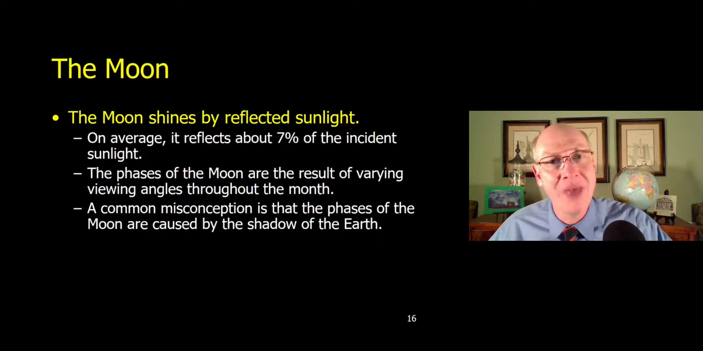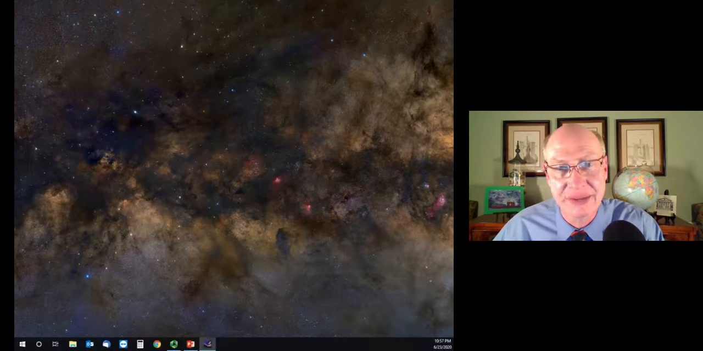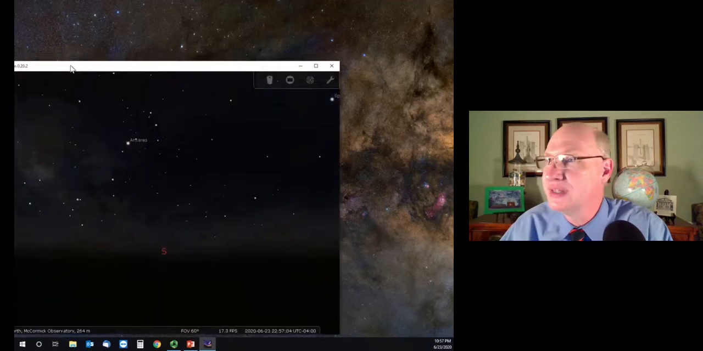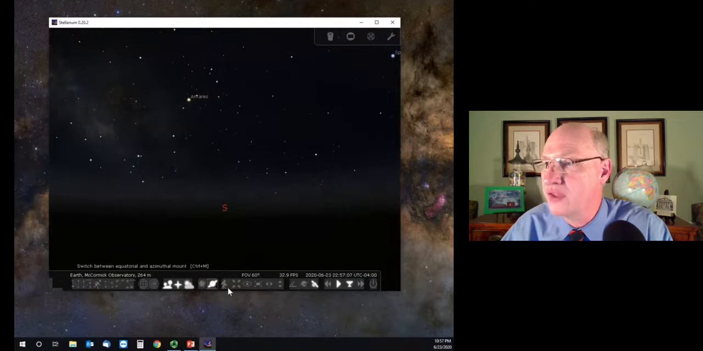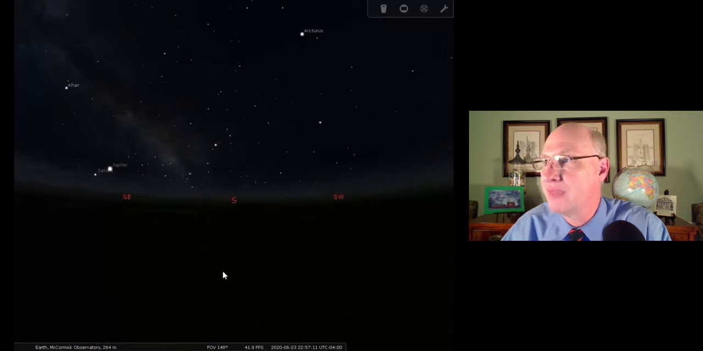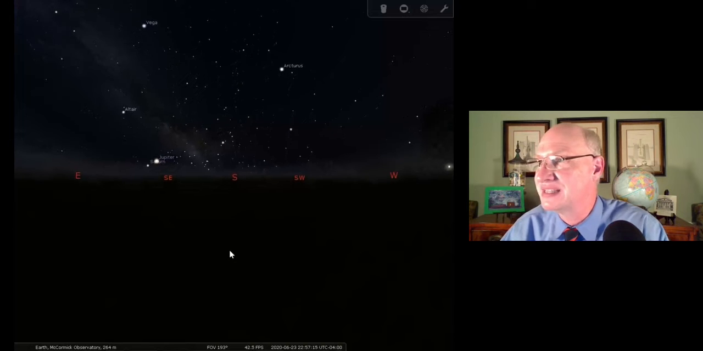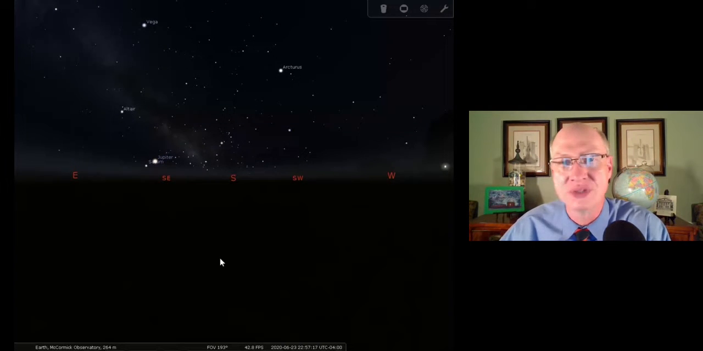So let's go ahead and break away from the lecture slides for a minute and let's look at Stellarium. Because what I think we're going to do in Stellarium here is walk the moon through its phases for a whole month. All right. So the first thing I'm going to do is use the page up and page down buttons here to scan out a little bit so that I can see the whole sky.